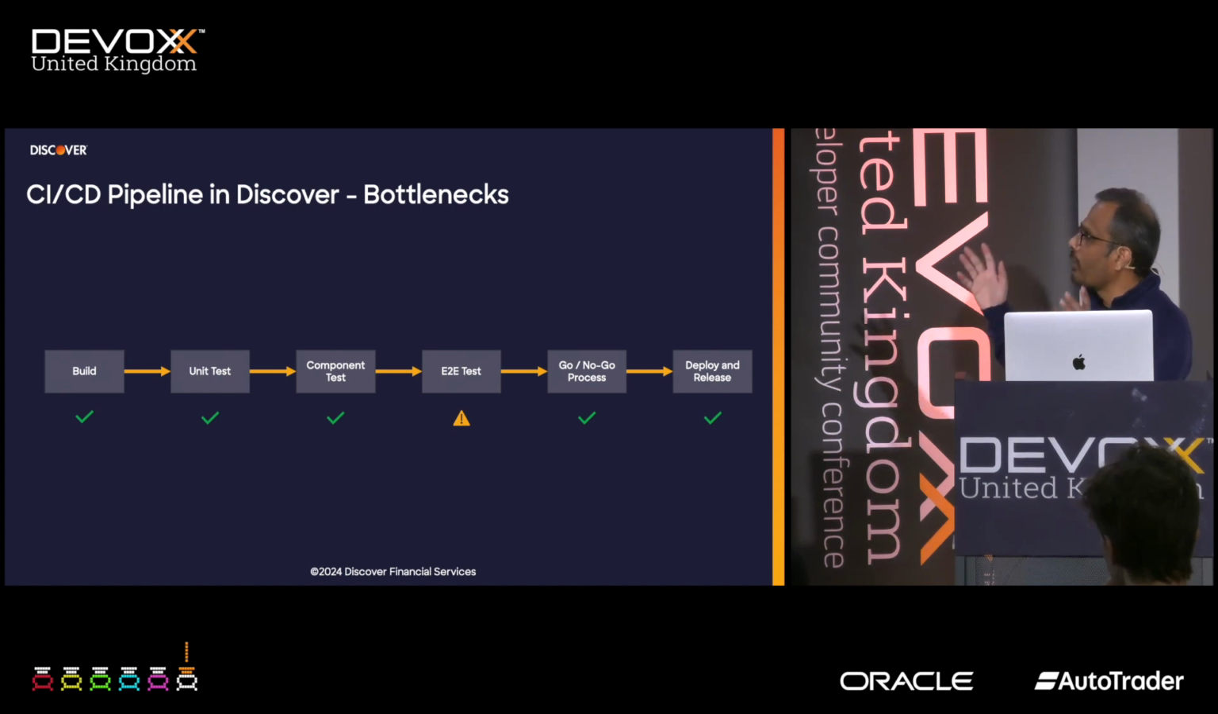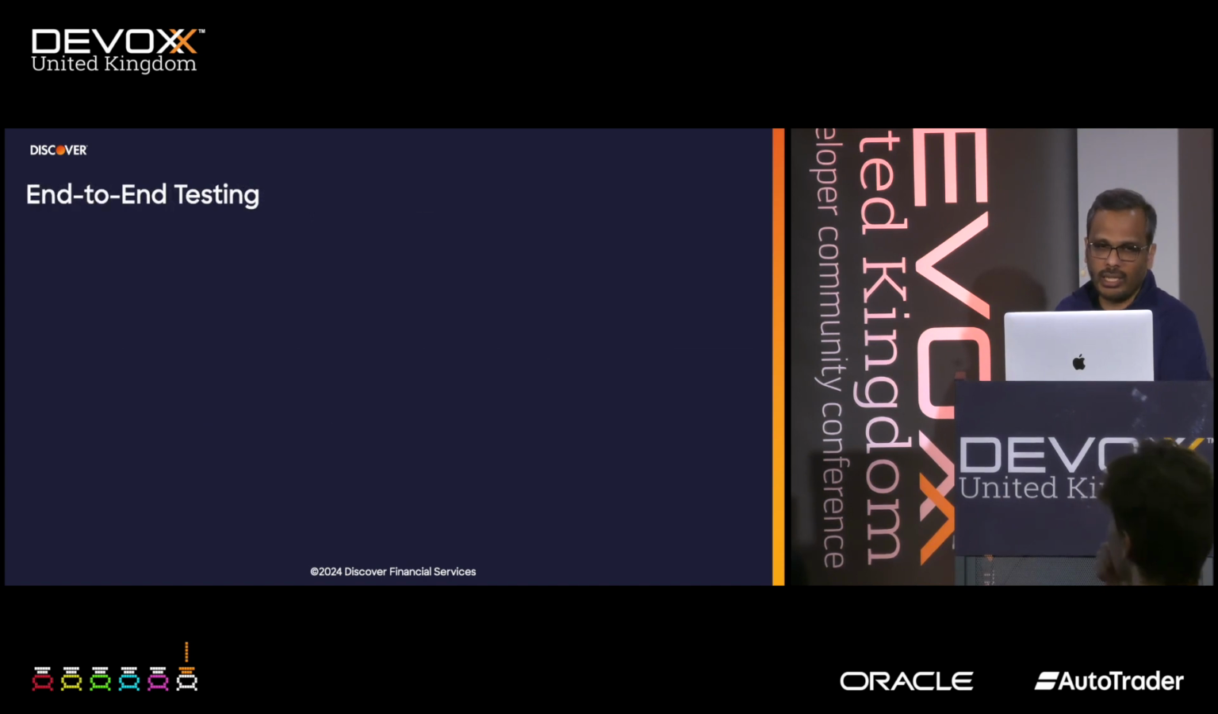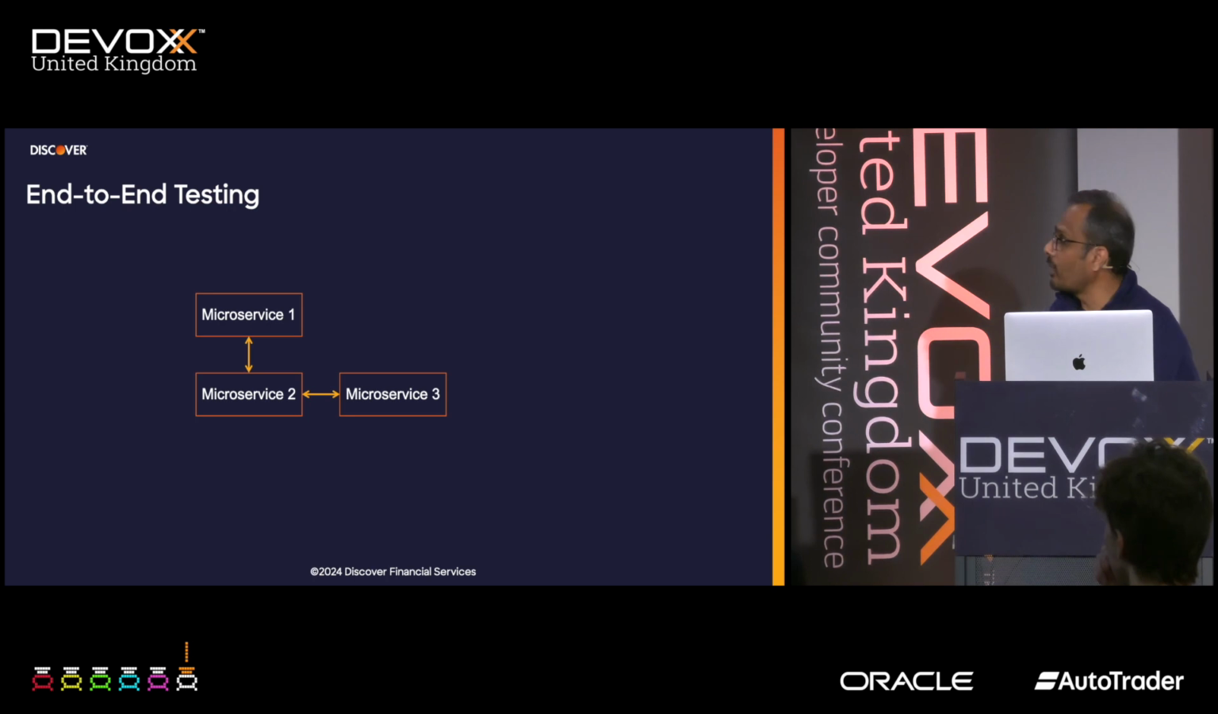So if you look at this overall pipeline view, end-to-end testing in the middle is where we have been seeing a lot of bottlenecks, and that's the area that has been slowing us down. Let's dig a bit deeper into what's going on with end-to-end testing. Let's look at this with a simple example.